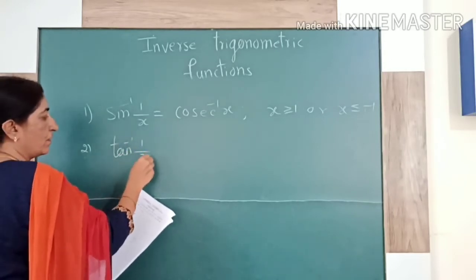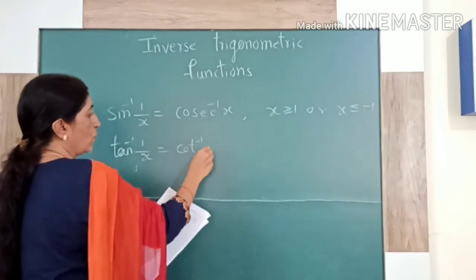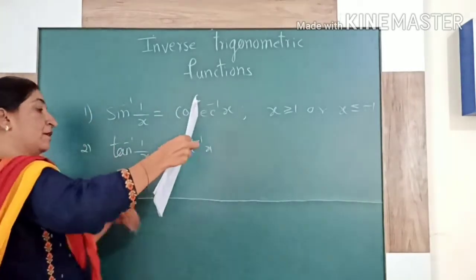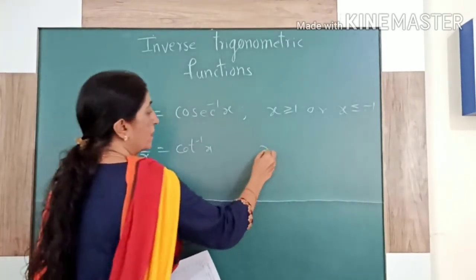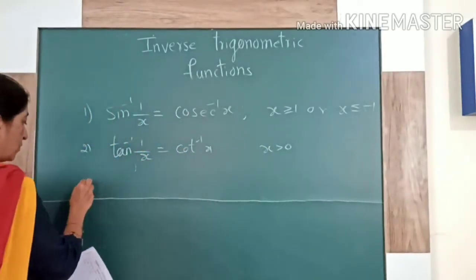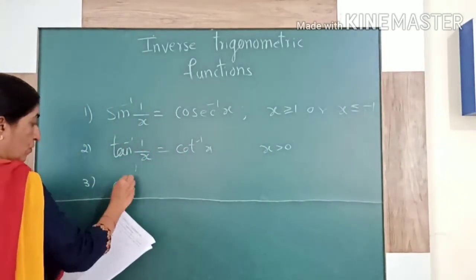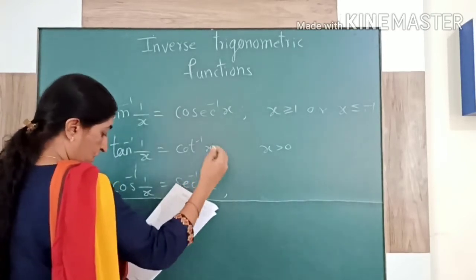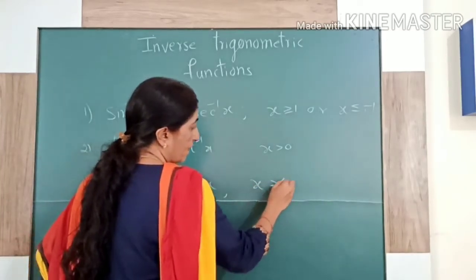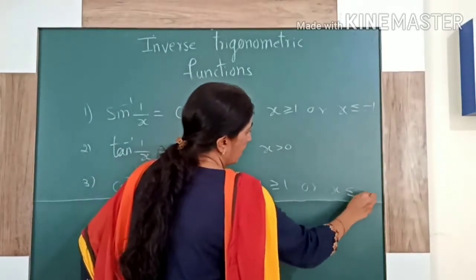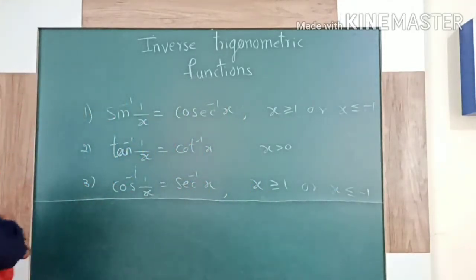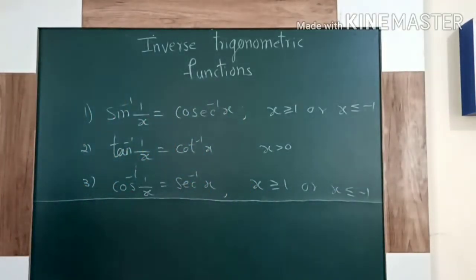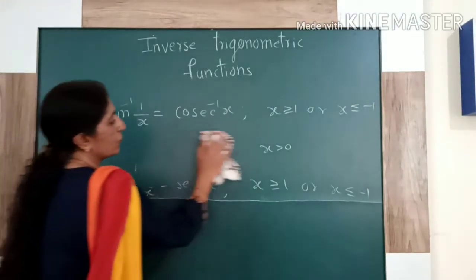Tan inverse 1 by x is equal to cot inverse x, where x is greater than 0. Third one, cos inverse 1 by x is equal to sec inverse x. And I am explaining these derivations one by one. These are the first basic 3 formulas. So now I am explaining the first one.